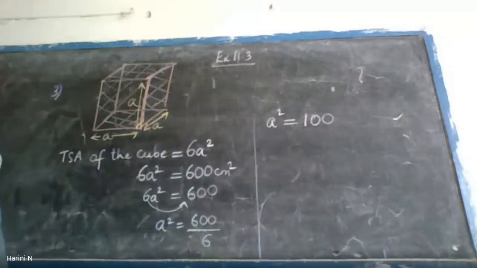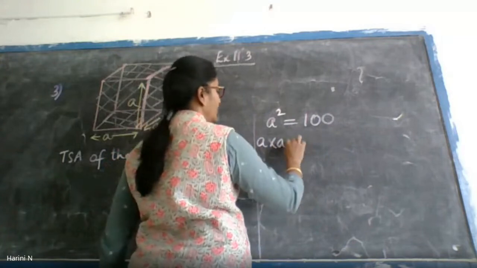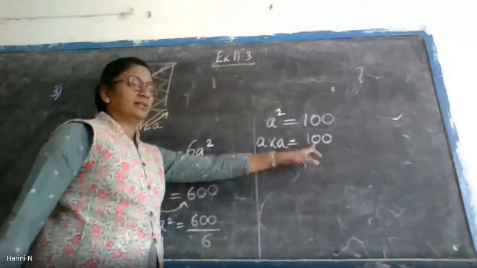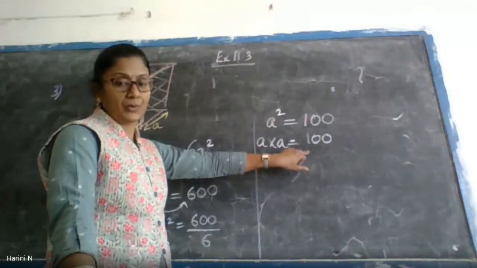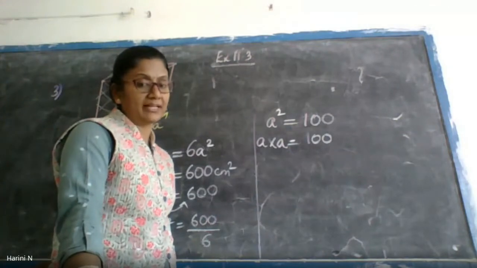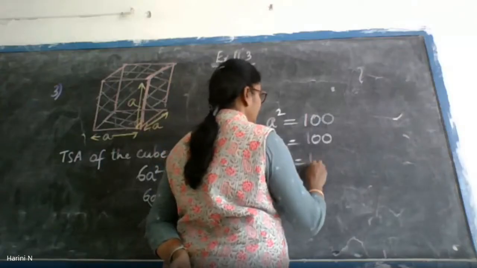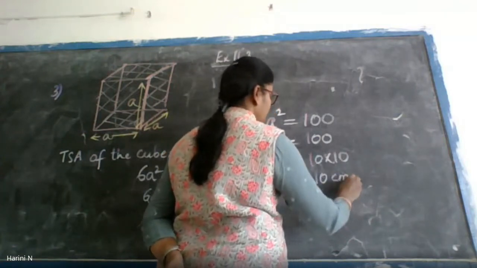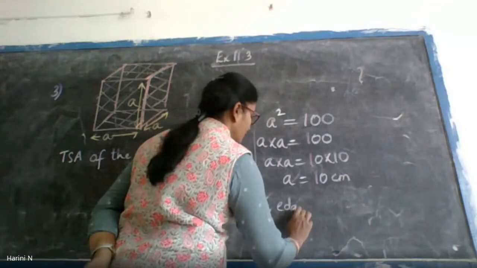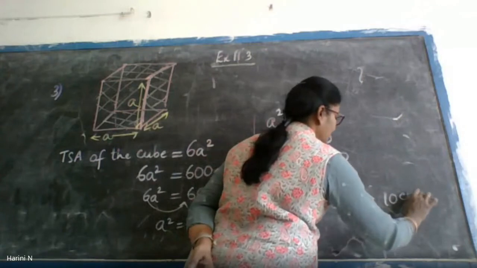600 divided by 6 will be 100. A square means what? A into A is equal to 100. So that means to find out A, you must find the square root of 100. What is the square root of 100? Which number when you multiply it with itself, you are going to get 100. Ma'am, 10. You can write A into A as 10 into 10, or in other words, A is equal to 10 centimeters. Therefore, edge of the cube or the side of the cube is 10 centimeters.